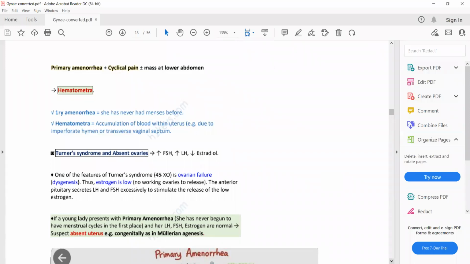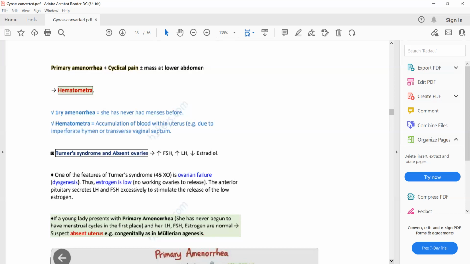Other features of Turner syndrome, the most important ones are short or webbed neck, short stature, and widely placed nipples. So a female with primary amenorrhea, short stature, short or webbed neck, and widely placed nipples, you will suspect Turner syndrome.